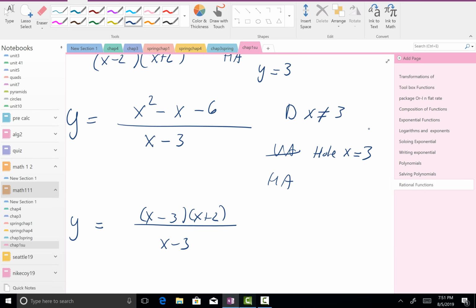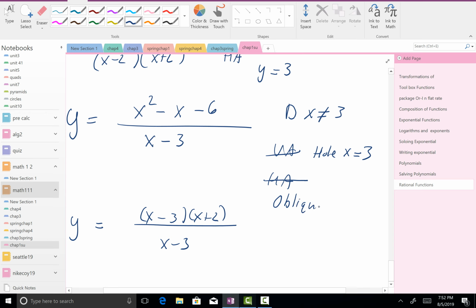Horizontal asymptote. Let's look at the degree. Does this have a horizontal asymptote? And what is it? Look at the degree. What's the degree at the top? 2. What's the degree at the bottom? This is larger. So what does that little rule tell us then? So it's slant. So it's a slant or an oblique. Okay? This one has an oblique.